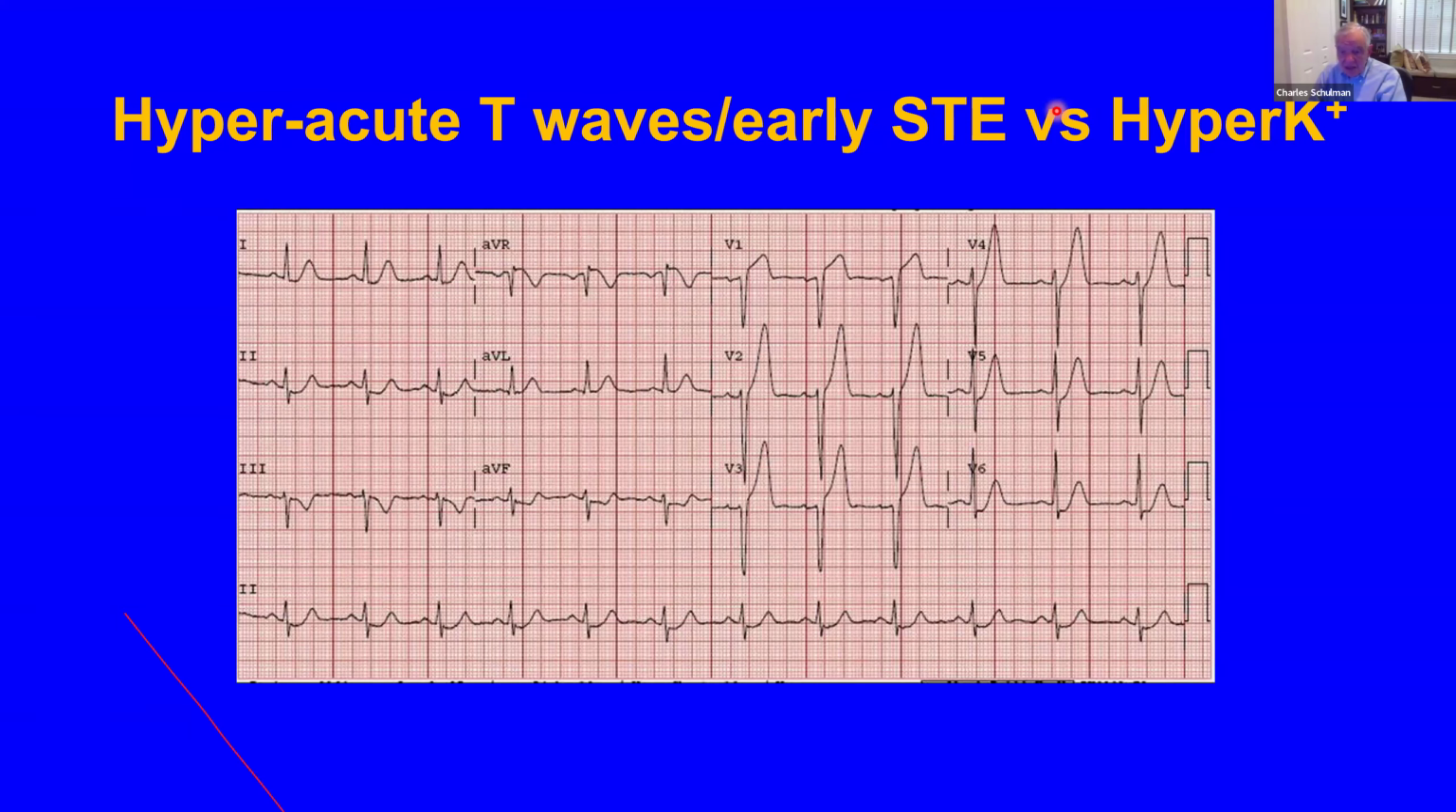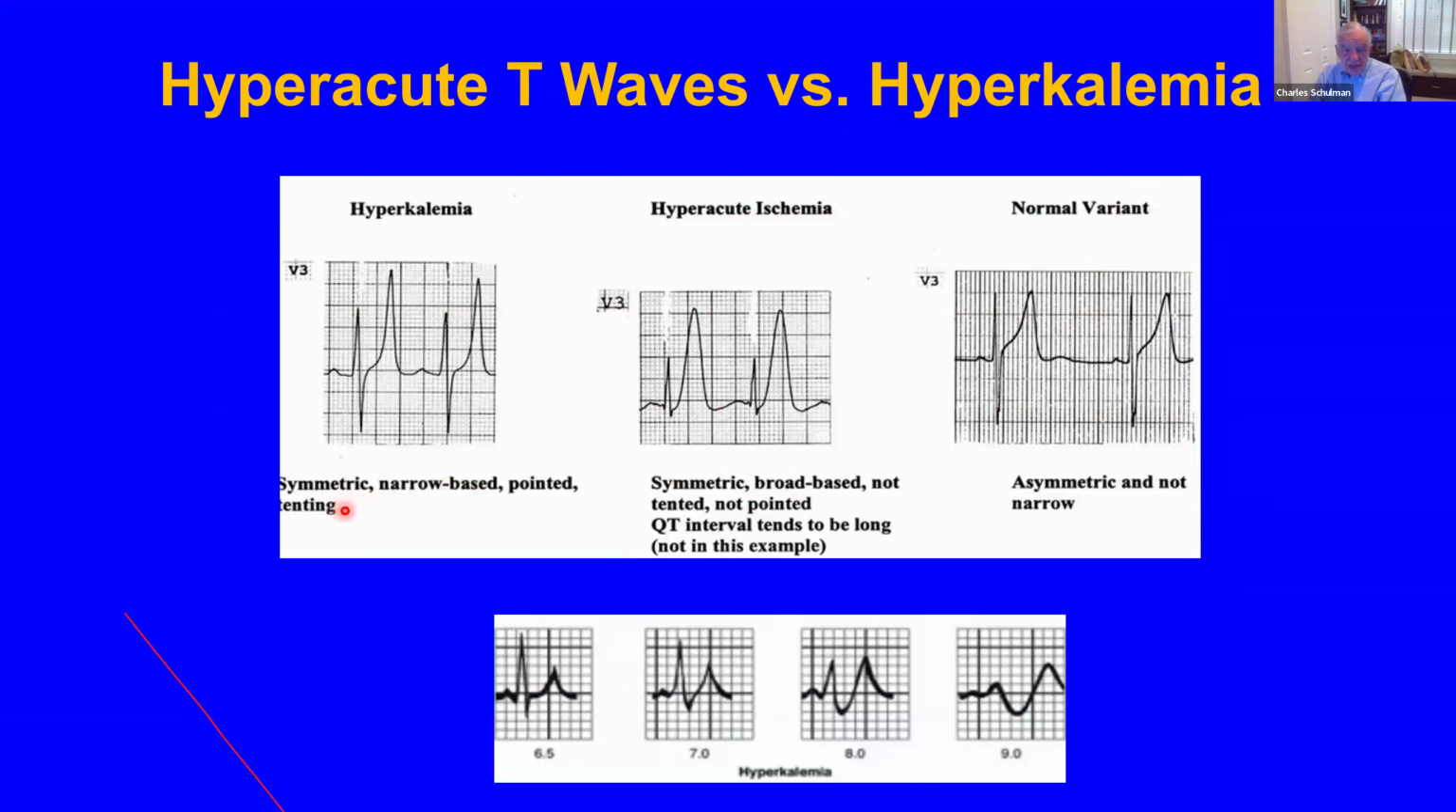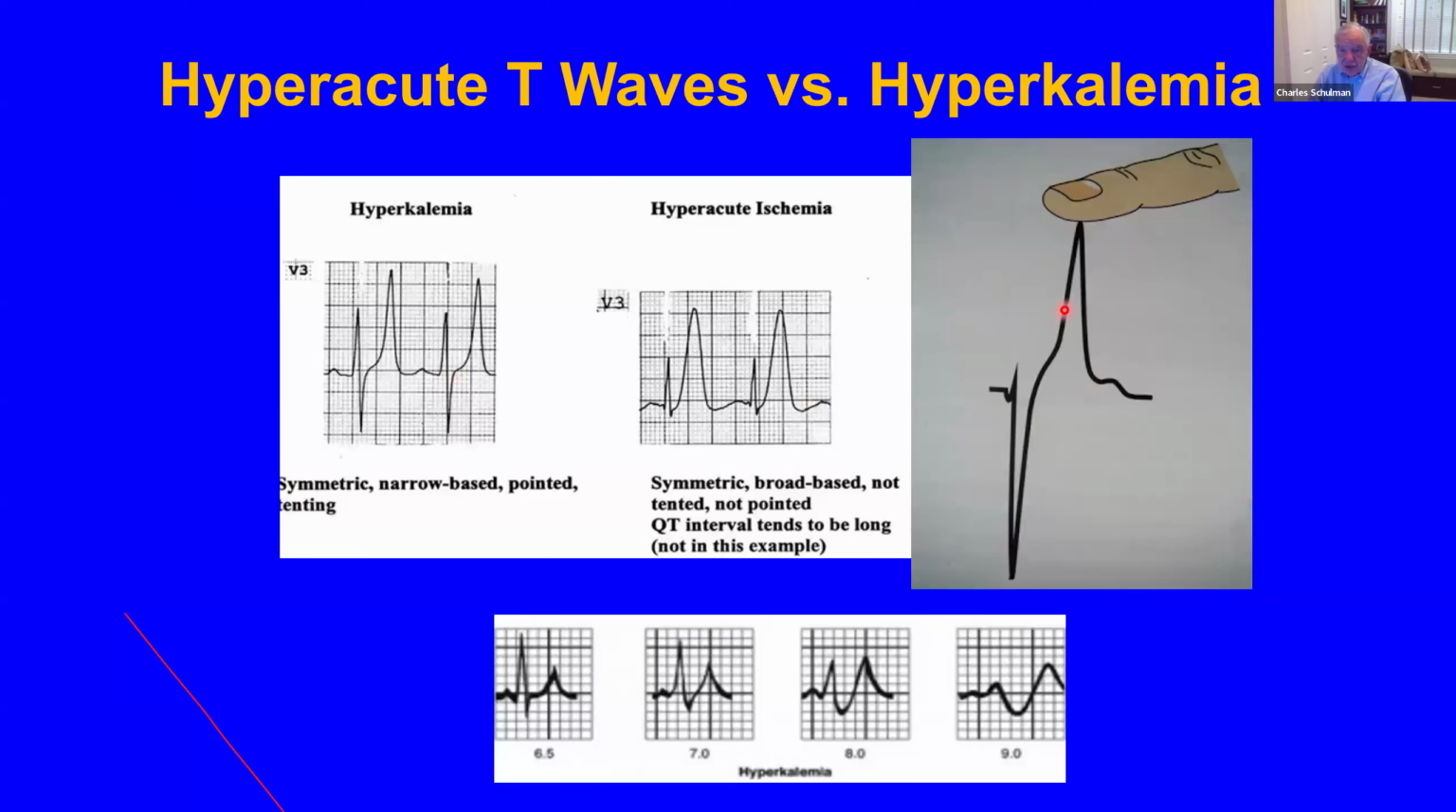And here's how you can tell the difference. Hyperkalemic T waves are very pointy. So pointy they can prick your wrist, your finger. Think of it that way, with this illustration. Whereas hyperacute ischemia, the T waves will be symmetric, they'll be broad-based, they're not pointed, and the QT interval tends to be prolonged. And again, the T waves are out of proportion to the QRS complexes.